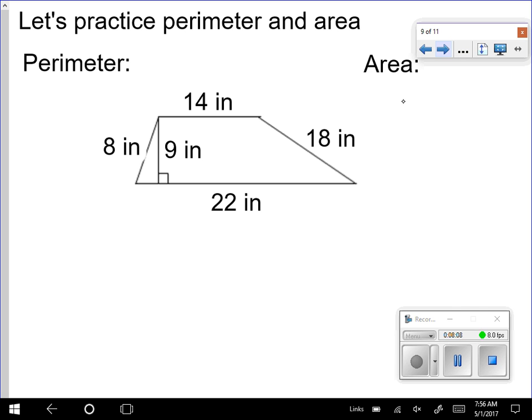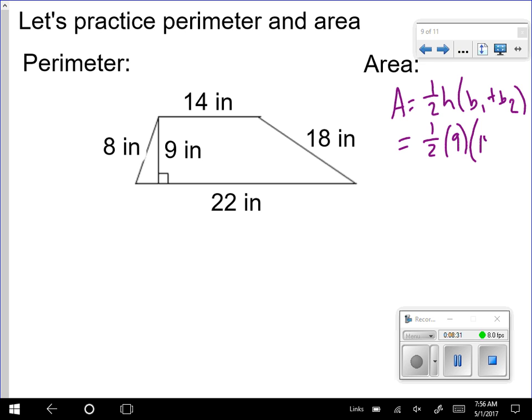Alright, so the area here, since we've done the area first every time, 1/2 height times base 1 plus base 2, or you can write it the way you saw it initially on the slide. So the height of the trapezoid is going to be 9. It runs from top to bottom, as you can see here. The bases are going to be 14 and 22. Those are going to be where you can lay the trapezoid flat. There's always going to be 2 of those.